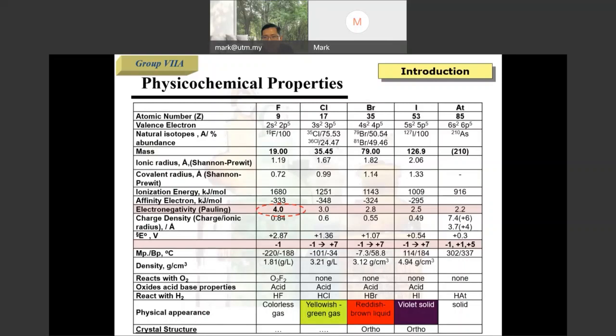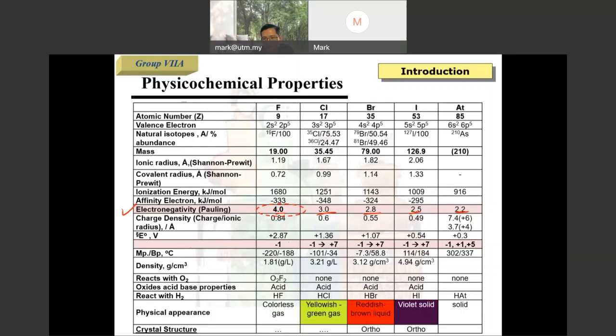Here are some of the physical and chemical properties. Just to highlight a few: the electronegativity. Fluorine has a very high electronegativity compared to the others, and so it has slightly different chemical properties, as we will see in the following slides.